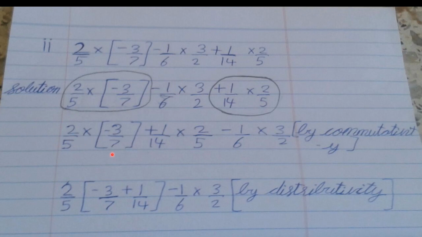2 by 5 into negative 3 by 7 plus 1 by 14 into 2 by 5, minus 1 by 6 into 3 by 2. Now let's take out this 2 by 5 as a common factor. Now let's put it as 2 by 5 bracket, negative 3 by 7 plus 1 by 14 inside this bracket, and minus 1 by 6 into 3 by 2, by the distributivity.